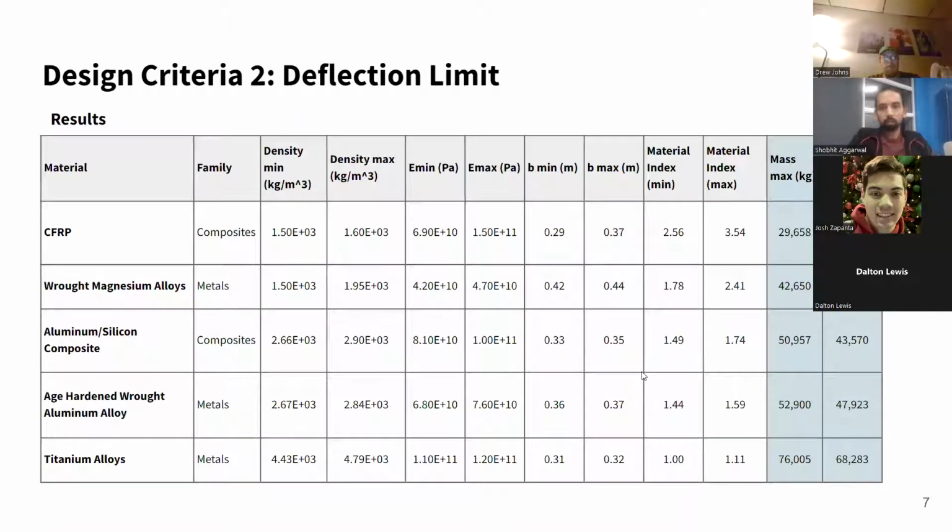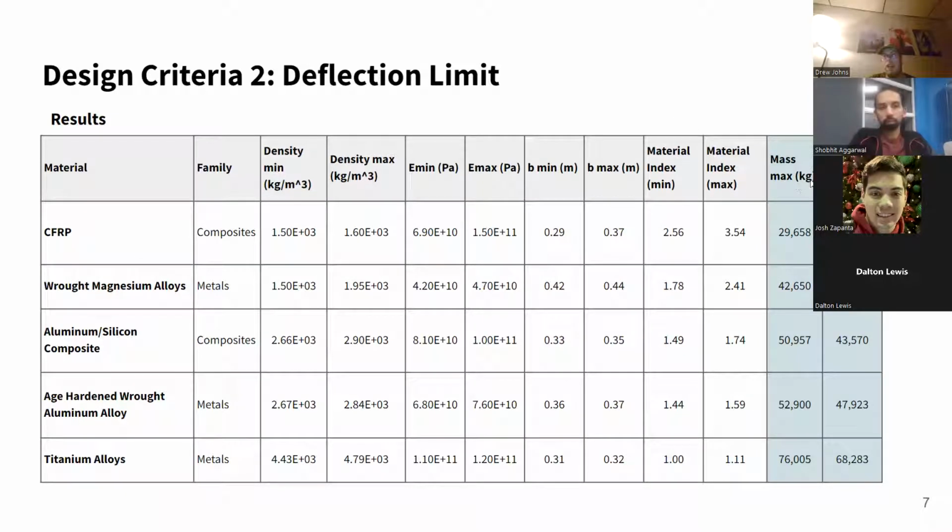So doing this, for each of the materials remaining in the metal and composite families, we can see what the best performers are, being CFRP, wrought magnesium alloys, and the rest here on this table. We perform the material index calculation for both the perfect minimum and the perfect maximum, being, for example, the absolute maximum Young's modulus divided by the minimum density.